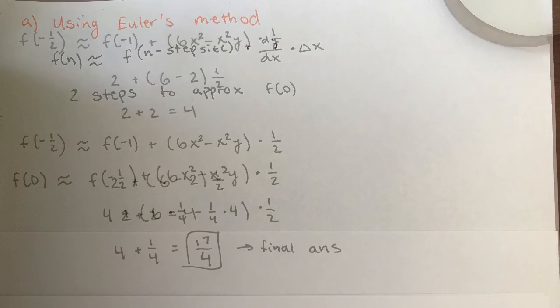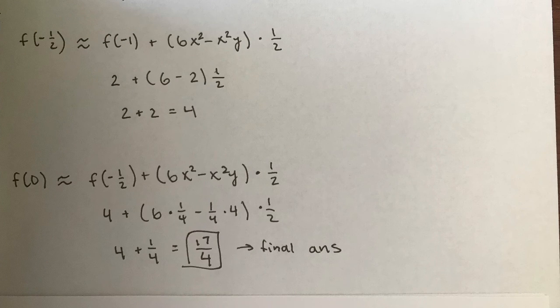Since we found f of -1/2 to be equal to 4, we can use that in our next approximation to approximate f of 0, where we use f of -1/2 plus the slope using the points from above times change in x, which is still 1/2. When we evaluate this, we get 4 plus 6 times 1/4 minus 1 times 1/2, which is essentially 4 plus 1/4, which is equal to our final answer, 17/4.